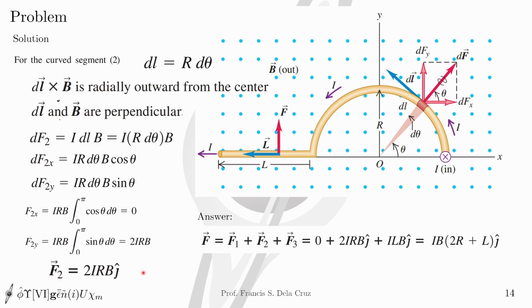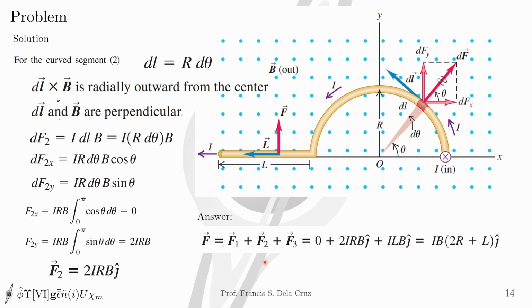That's why you have this equation, because if you integrate that sine theta d theta from 0 to pi, it will give you negative cosine. And then substitute negative cosine pi minus, it's now plus, so negative cosine pi plus cosine 0, that will give you negative times negative 1 plus 1, which is 2. Okay? So that's why you have 2IRB j hat.